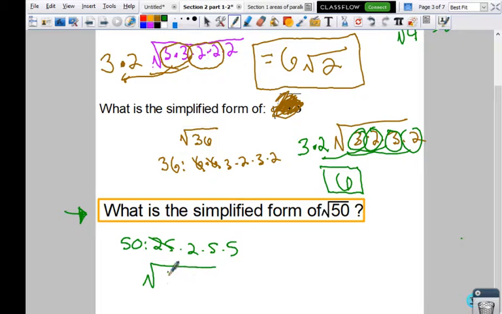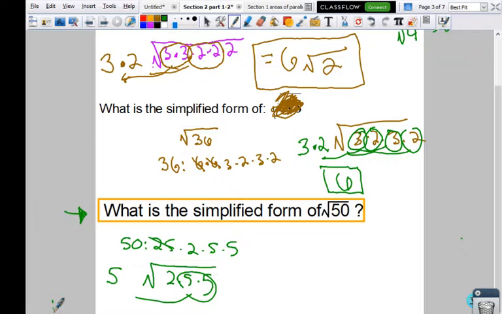So I'm going to rewrite my square root: 2 times 5 times 5. Lily, what's going to get kicked out? The 5. They're going to get squished together and kicked out. And anything else? Nope.